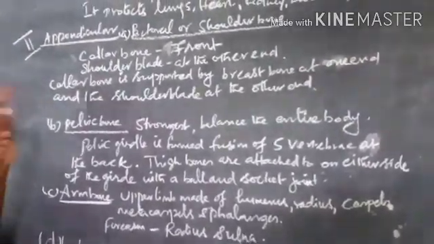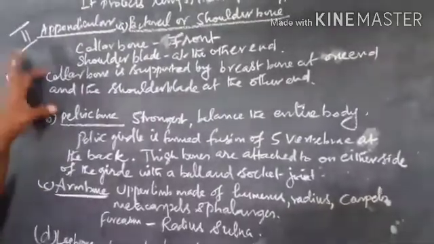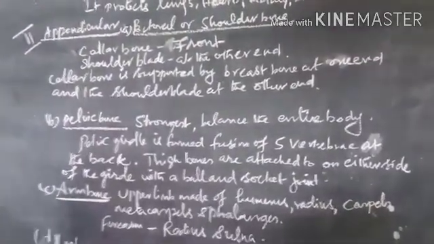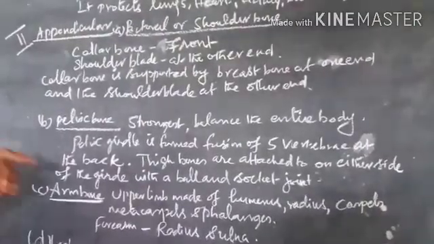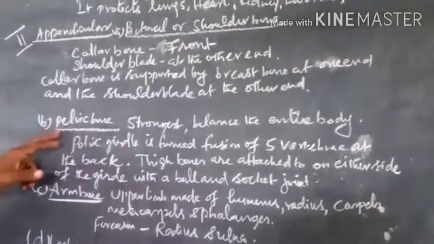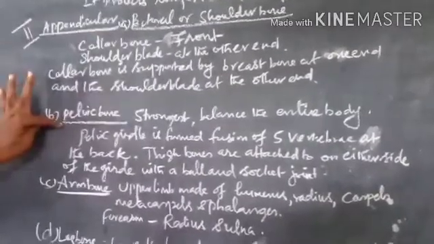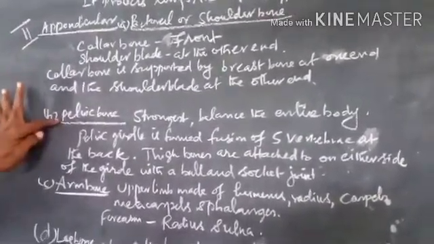This girdle is also called the pectoral girdle. So this is the pectoral girdle. In Tamil it is called tholpattai valayam. Next one is the pelvic bone or pelvis. This is also called the pelvic girdle. That is iduppu valayam. Understand?